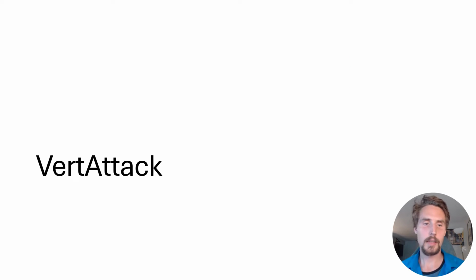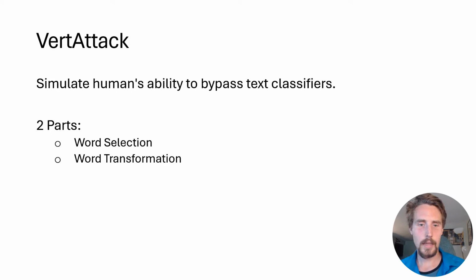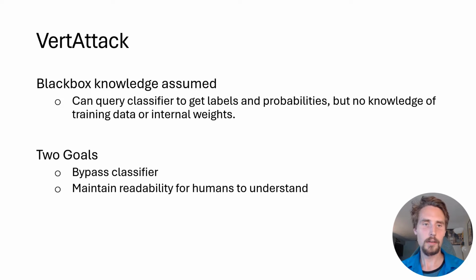And so the point of VertAttack is to try and simulate how humans might additionally attack these text classifiers. VertAttack itself can be broken into two main parts, which we'll explore here very briefly. First is selecting which word it should change, and then transforming that to the vertical writing. A few other things to note. First of all, black box knowledge is assumed, which just means that our attacker can query the classifier to get labels and probabilities for feedback, but they have no knowledge of the training data or internal weights.